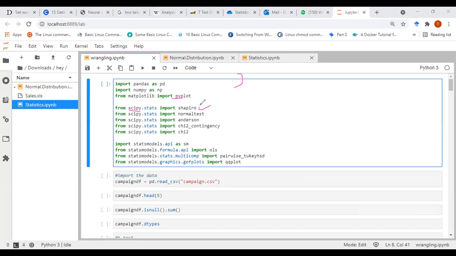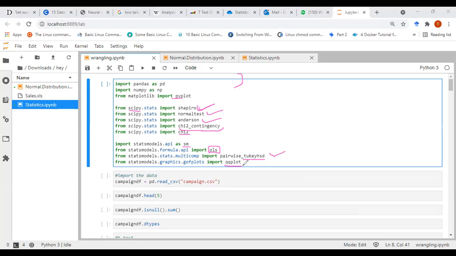Normality test, Shapiro, Wilkinson also I think is a normality test. You want to test your data for normality. Similarly here, Anderson is also the same. Chi-2 is the chi-square test, and chi-2 contingency I think gives you the contingency matrix for the chi-square test. SM is obviously a name we gave ourselves so that we can use it. OLS is ordinary least squares. This is used in ANOVA. Tukey, I think, is the test I told you about.